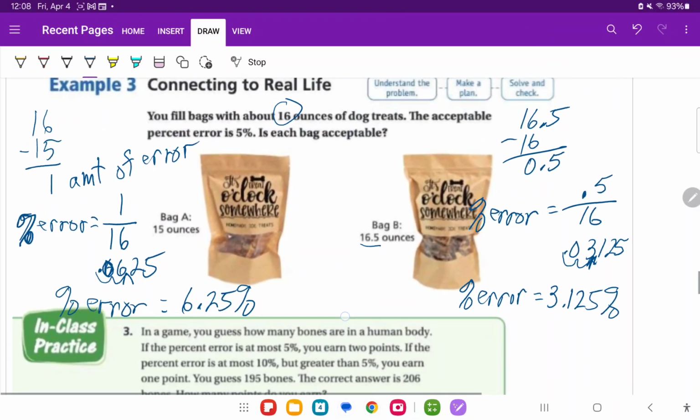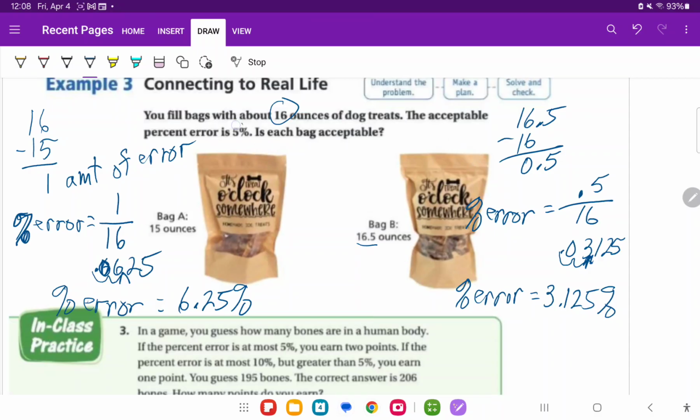So remember also that the acceptable percent is 5%. So this bag right here is not acceptable. And then this error is only 3%. So this one is acceptable, right? Because it's within accepted margins. Just half an ounce. Half an ounce is an accepted margin. But this one is a whole ounce too low, so that's too much. Can't be missing a whole ounce.